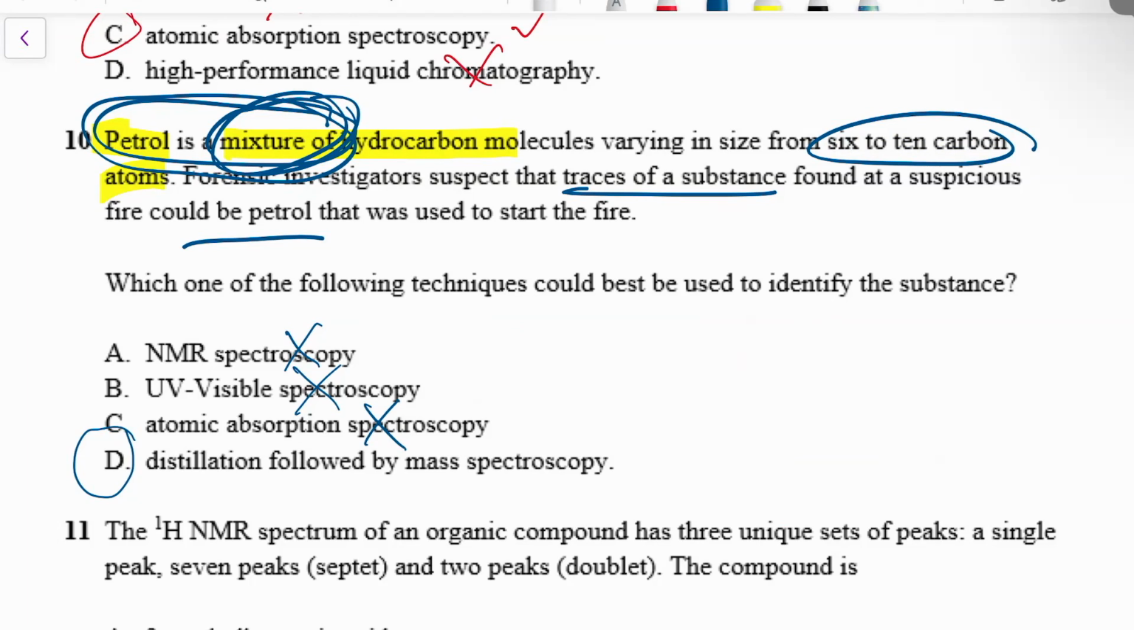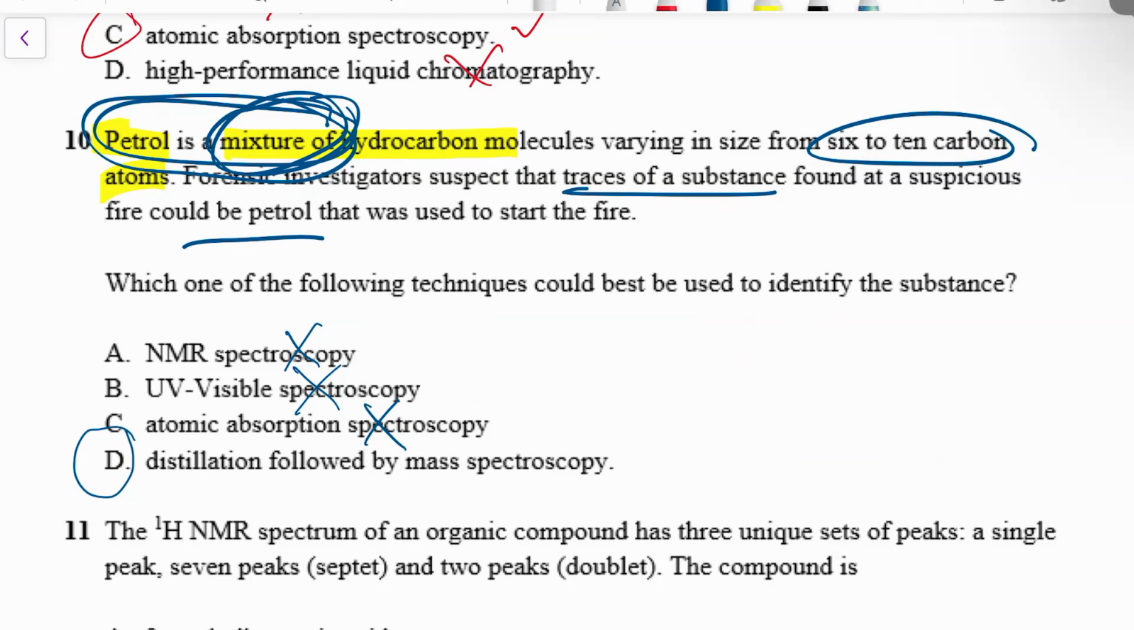So we wanted a technique that identified hydrocarbons and identified the fact that there's a bunch of them. Technically speaking, NMR could have worked and UV-Vis could have also worked.